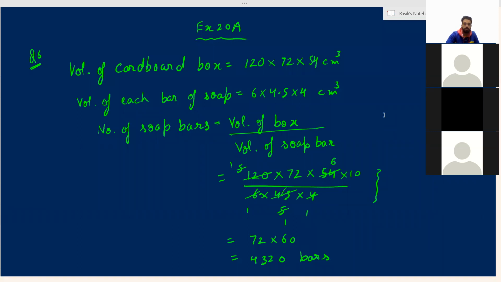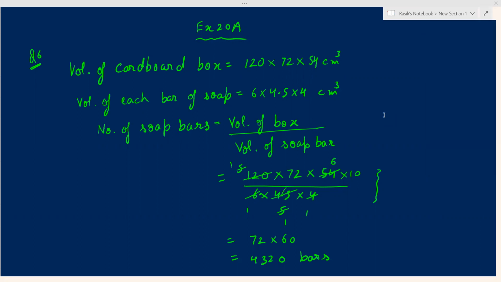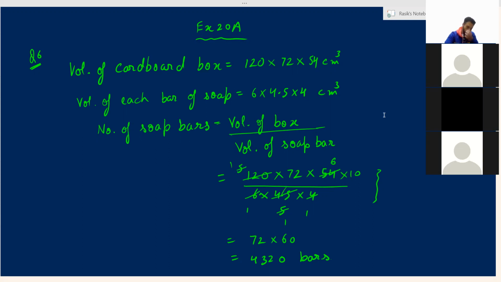Question number 7. The size of a matchbox is 4 centimeter by 2.5 centimeter by 1.5 centimeters. What is the volume of a packet containing 144 matchboxes? How many such packets can be placed in a carton of size 1.5 meters by 84 centimeters by 60 centimeters?